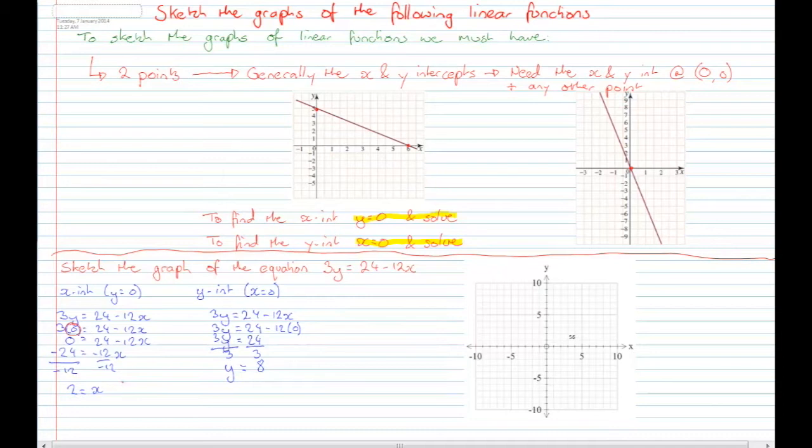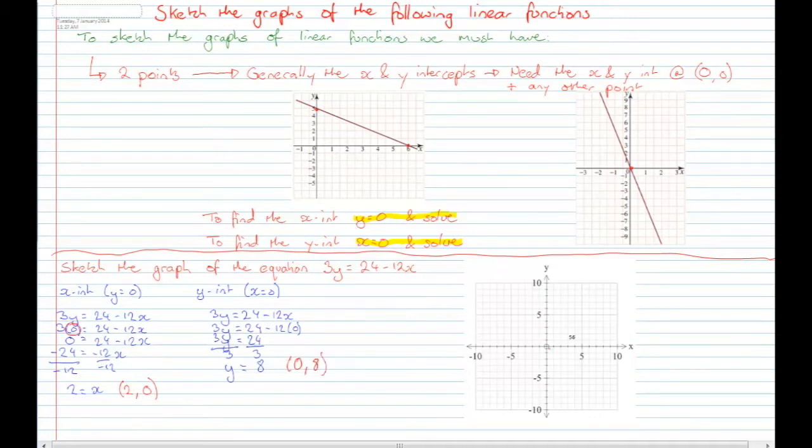So as a coordinate of course, my x coordinate was 2, and my y coordinate was 0, that of course I substituted in up here. Right, to find my y-intercept I make x equal to 0, so you get 3y is equal to 24 minus 12x. 3y therefore is equal to 24 minus 12 times 0, because I'm substituting in x equals 0. Of course when you do 12 times 0 you get 0, so you get 3y is equal to 24. Divide both sides by 3 gets you y is equal to 8. Therefore my x coordinate was 0, and when I had my x coordinate 0, my y coordinate was 8.